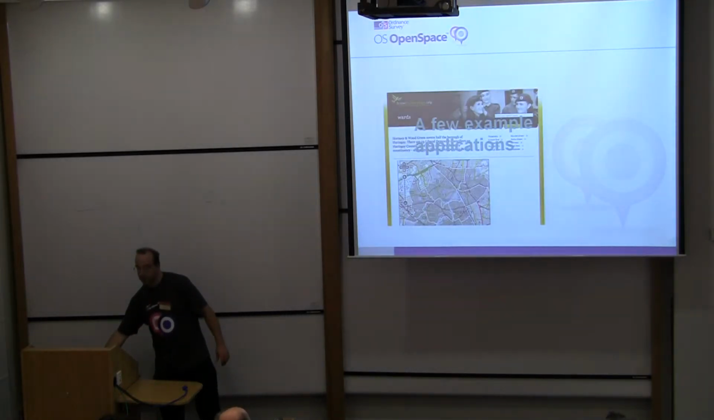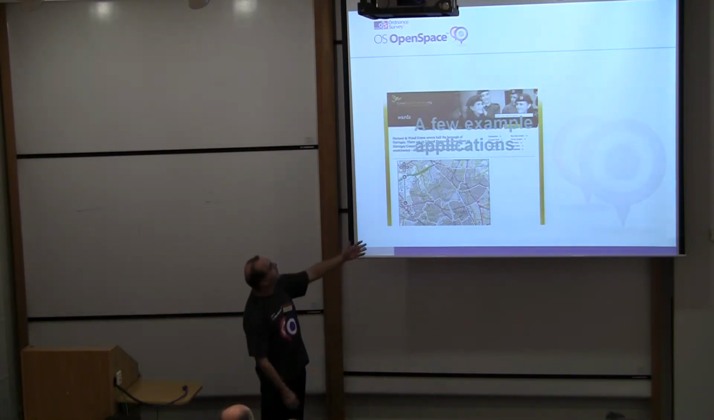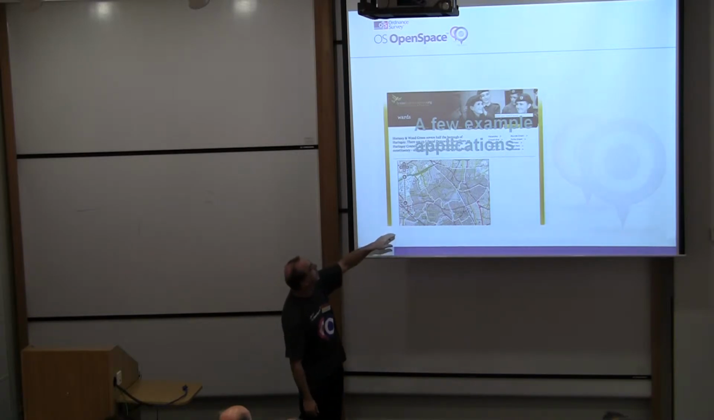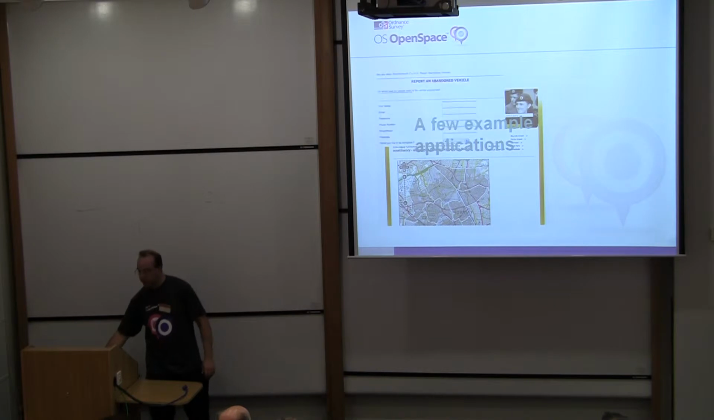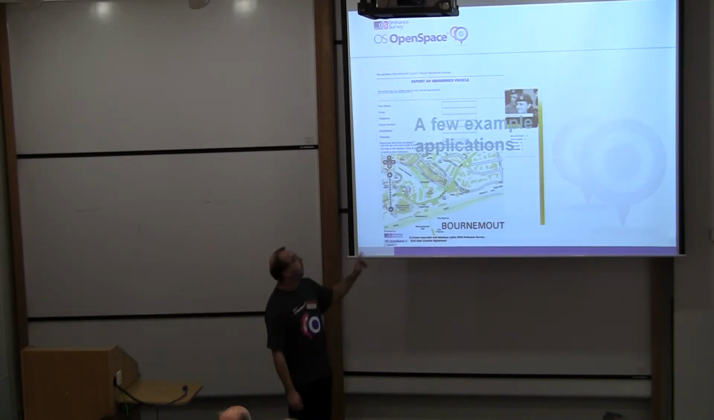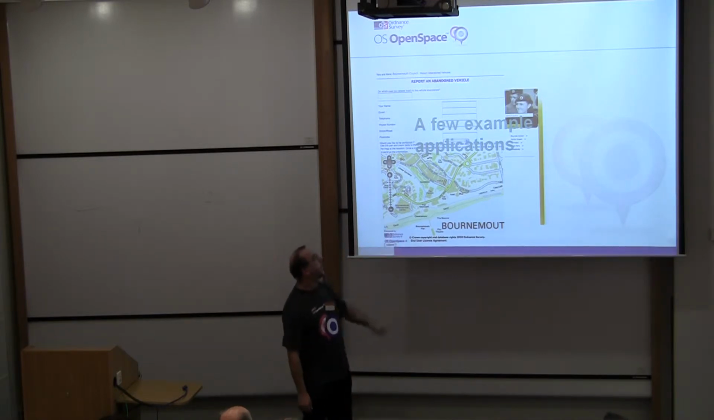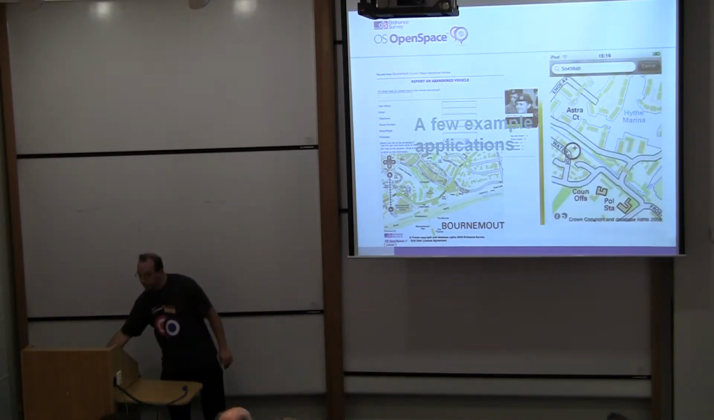Okay, so here's just some examples. Bournemouth City Council allow people to report abandoned vehicles. So again, using a map as a way in which people can drop pins on it and describe the abandoned vehicle that's left there.